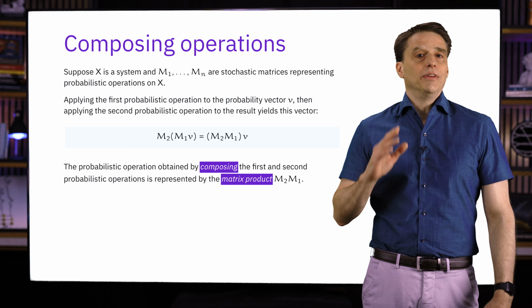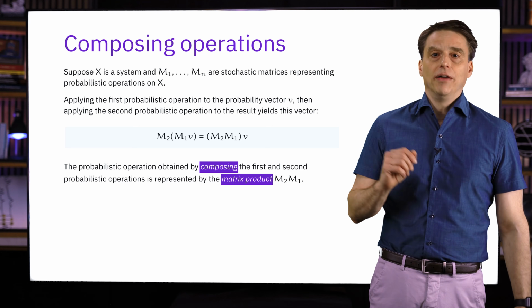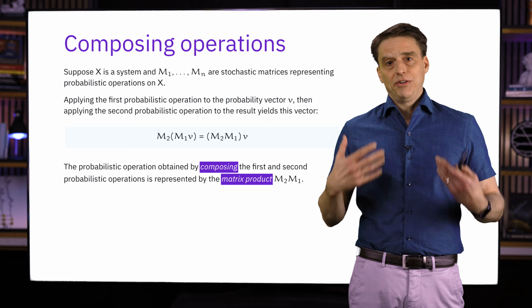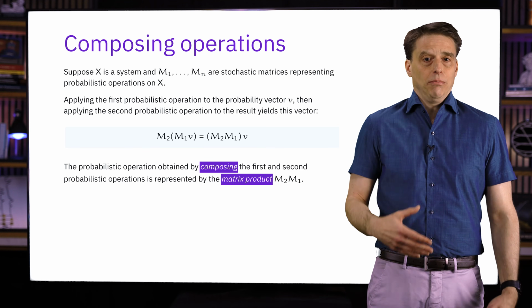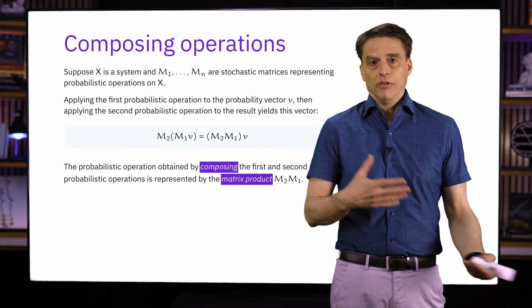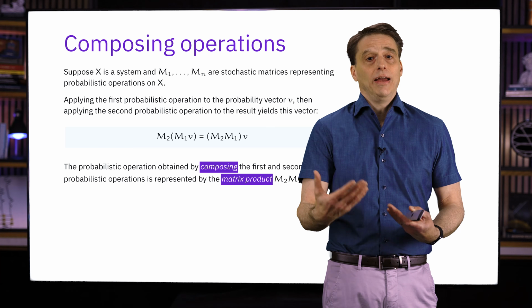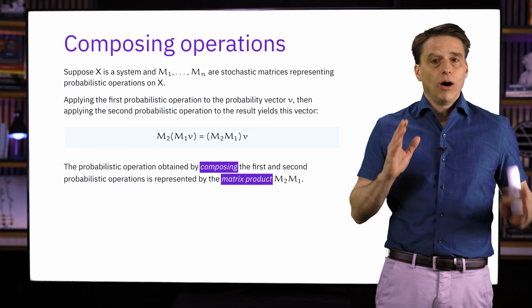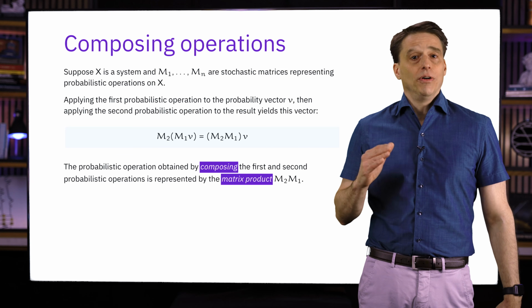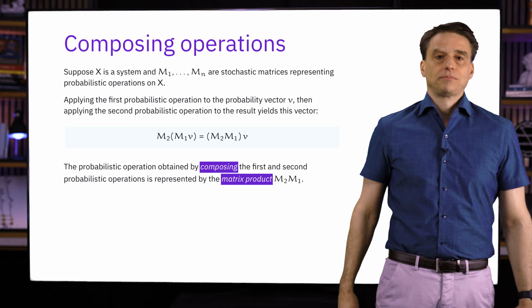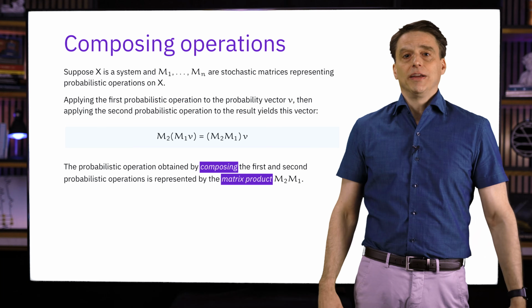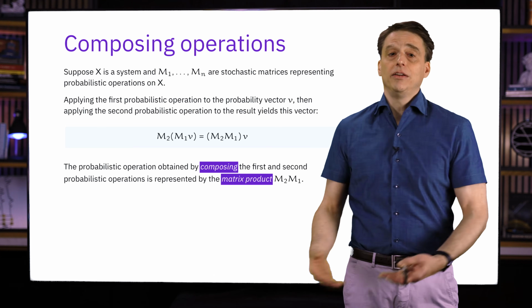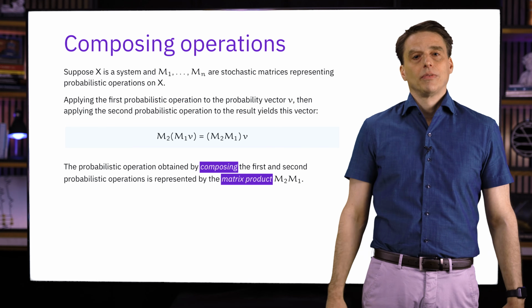Notice that the order here is M2 on the left and M1 on the right, which is because the matrix on the right, M1, is the one that gets multiplied to the vector V, whereas M2 gets multiplied to whatever vector we get after multiplying by M1. So we always have to keep in mind that the order in some sense gets reversed. The operation performed first is the one on the right, and the operation that gets performed last, or in this case second, is the one on the left.